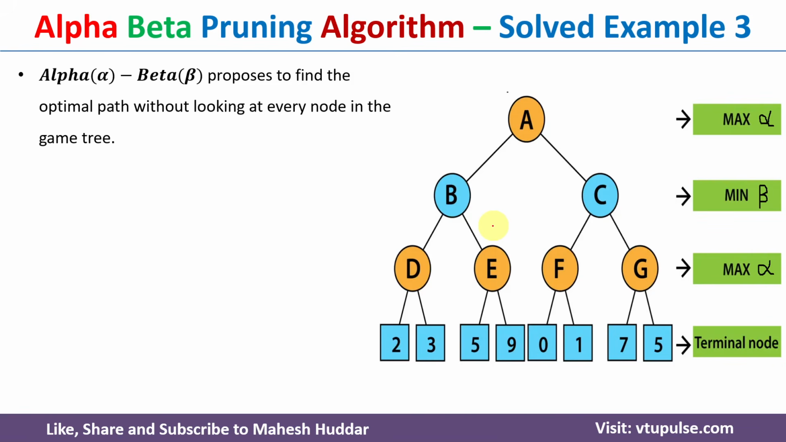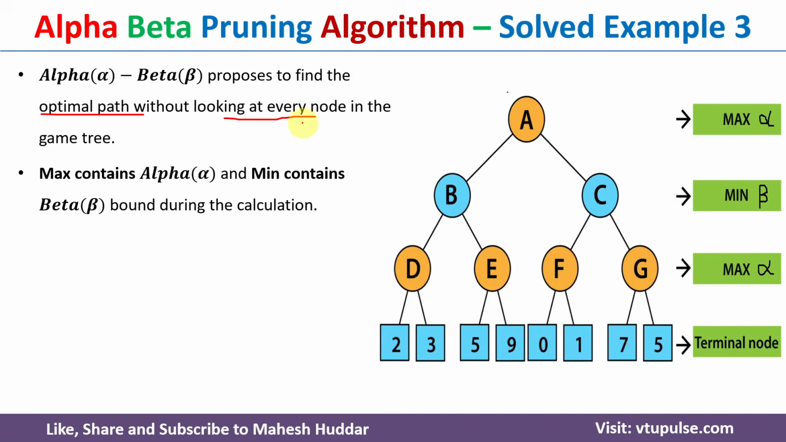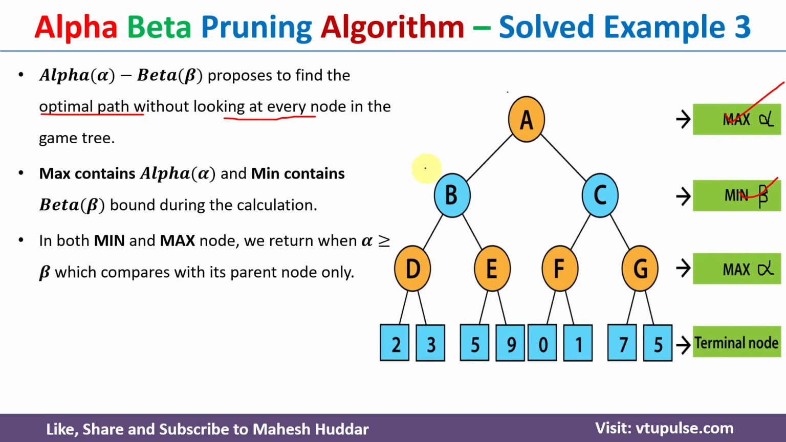The alpha-beta pruning algorithm gives the optimal path without looking at every node in the game tree. Max contains the alpha value and min contains the beta value during the calculation. In both min and max nodes, we return the value to its parent node only when alpha is greater than or equal to beta. It means that first I will consider the path A, B, D and 2.